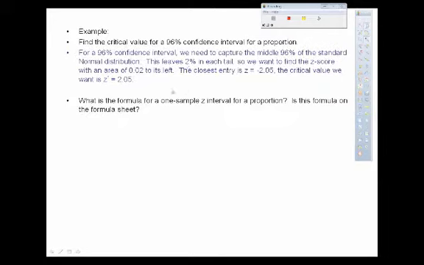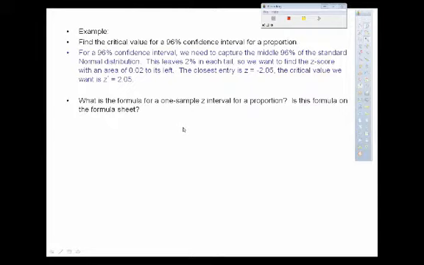All right. For a 96% confidence level, we need to capture the middle 96% of the standard normal distribution. This leaves 2% in each tail. So we want to find the z-score for an area of 0.02 to its left. The closest entry for z, using our table, is negative 2.05. The critical value we want is z star equals 2.05. So this was found in table A.